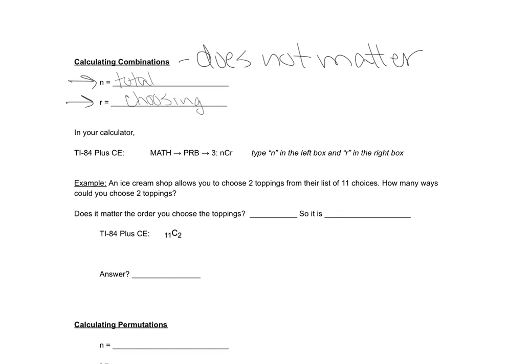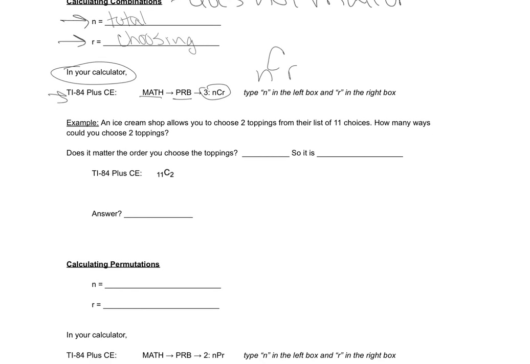Okay, on your TI-84, the yellow calculators that we use, you hit the math button, arrow over to the probability, and you'll notice that it'll bring up a screen, and the third option down will have a C with an N and an R. So an example here: an ice cream shop allows you to choose 2 toppings from their list of 11. How many ways could you choose 2 toppings? It doesn't matter the order that you choose the toppings in to put them on. So this is going to be a combination.